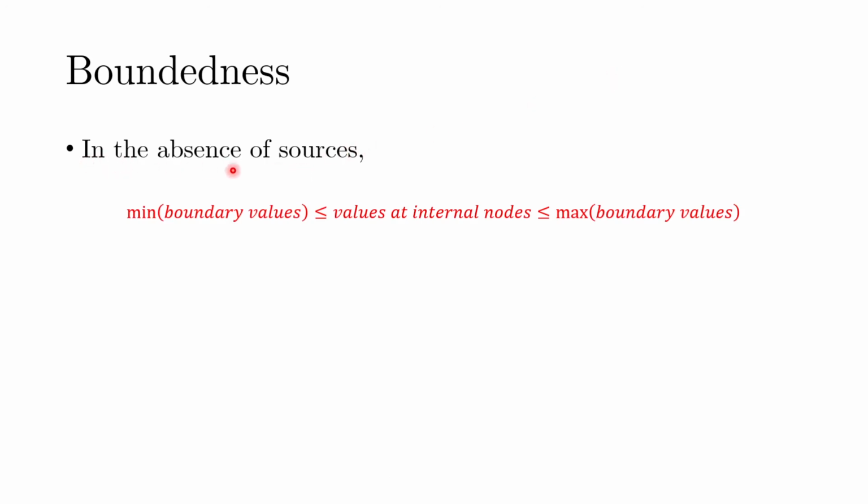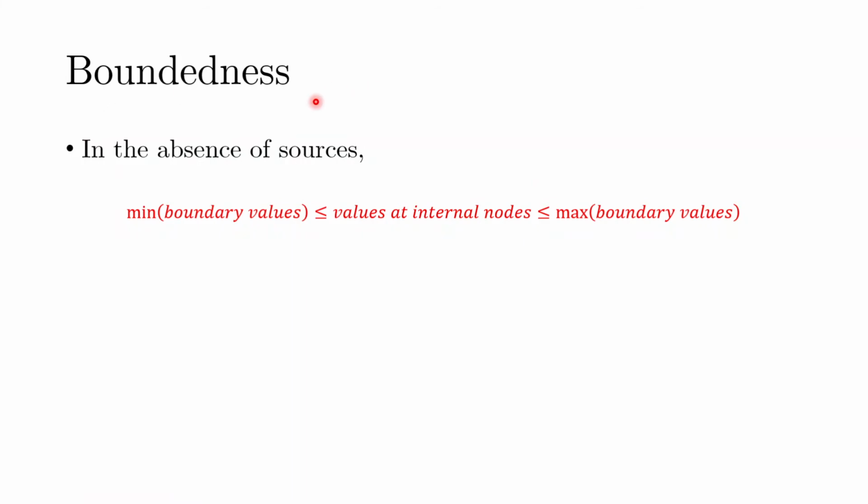So if we don't have any sources or any sinks in the system, then boundedness says that the values at all the internal nodes should be less than or equal to the maximum of the boundary values, and they should be greater than or equal to the minimum of the boundary values. So in the context of our 1D problem, we had the minimum of the boundary values as 0 and the maximum of the boundary values as 1. So the idea of boundedness says that all the interior nodes, if there are no source or sink terms in the system, must always be in between 0 and 1.